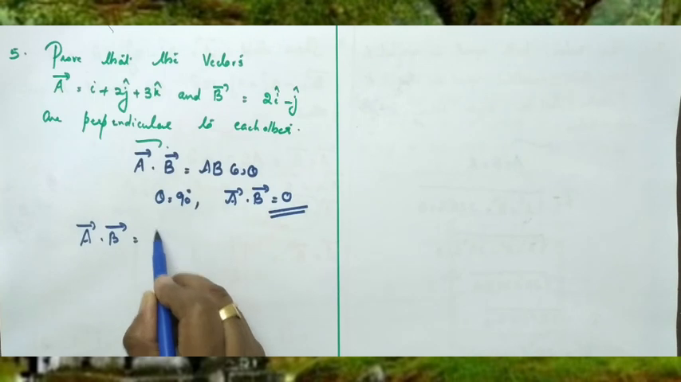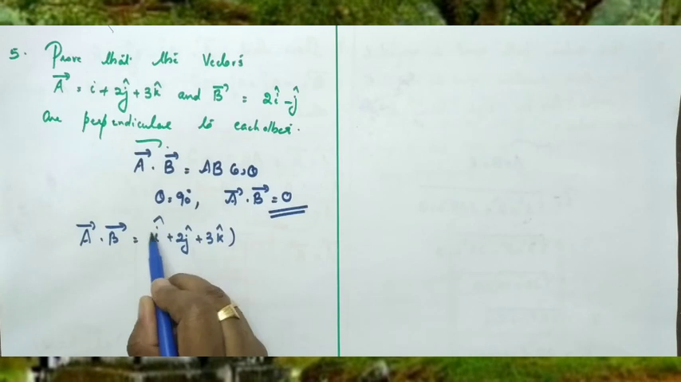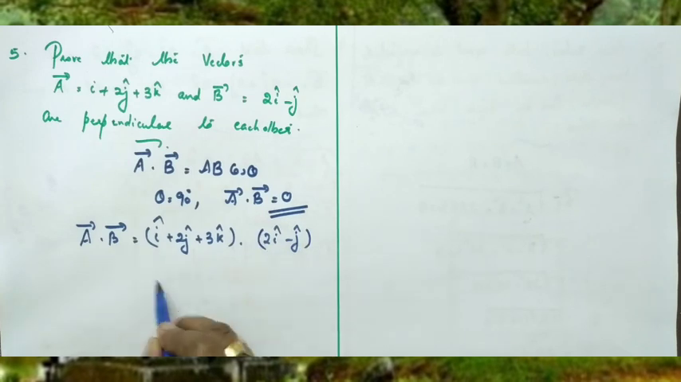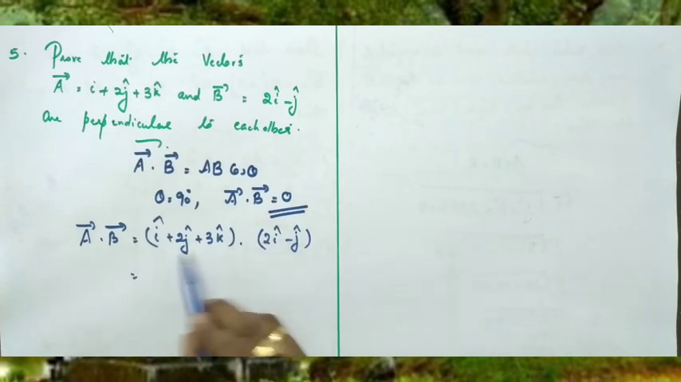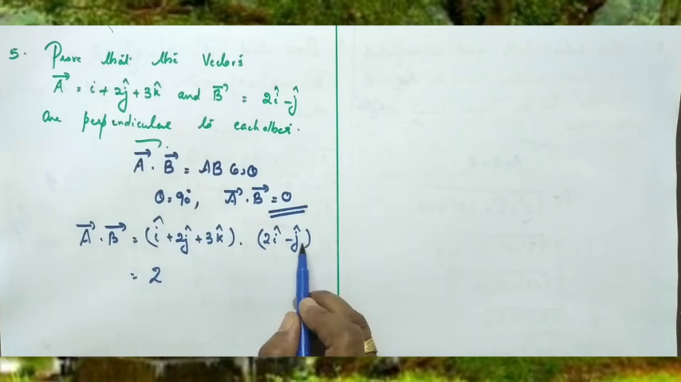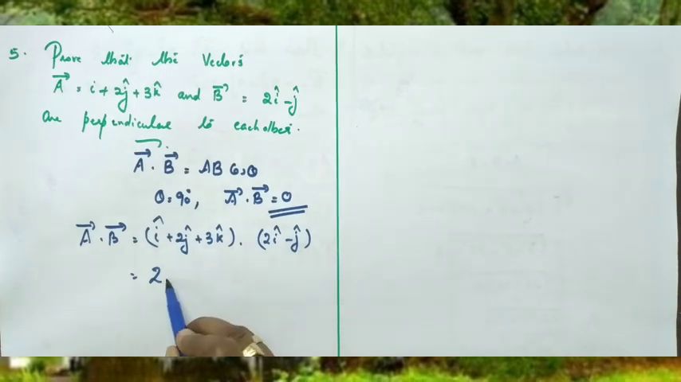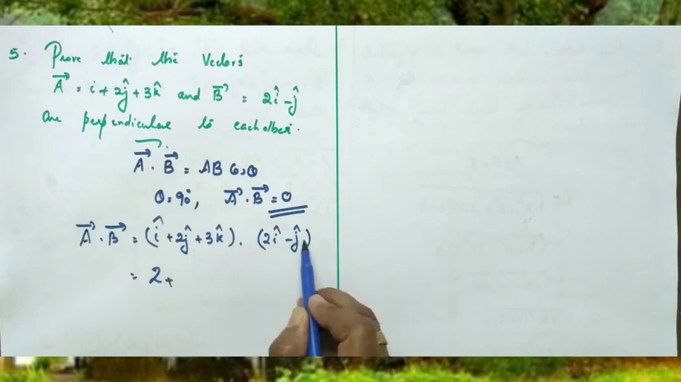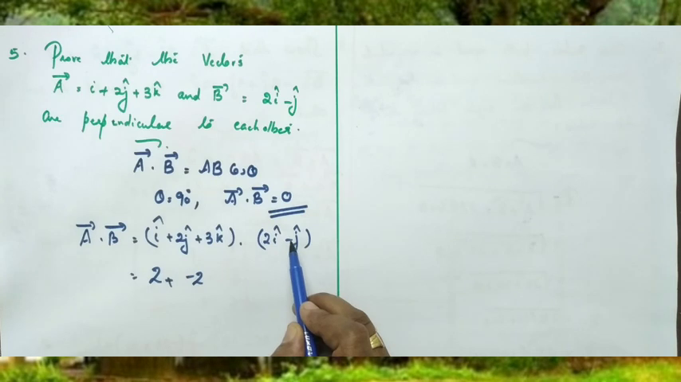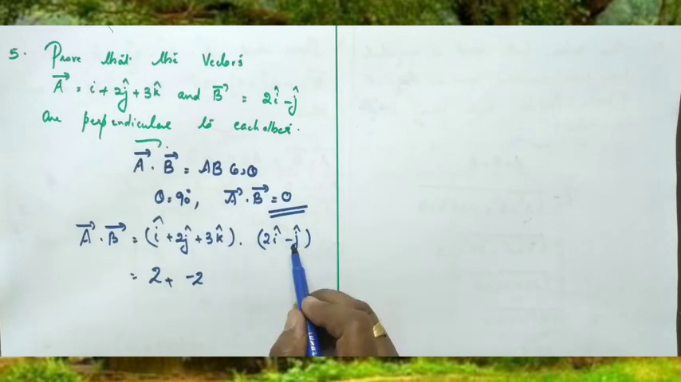Directly we can find it. So it is i plus 2j plus 3k dot vector B, that is 2i minus j. We can find the dot product. Here i dot 2i, that is equal to 2. Then i dot minus j equal to 0, that you know, i dot j, i dot k, that is equal to 0. Next term, plus 2j dot minus j, that is equal to minus 2. Then 3k dot i, that is equal to 0. 3k dot j, that is equal to 0.